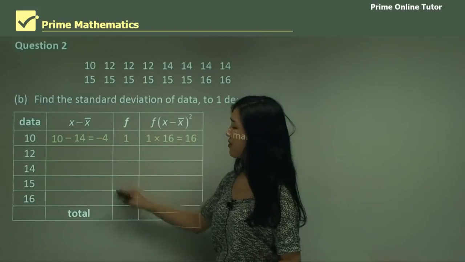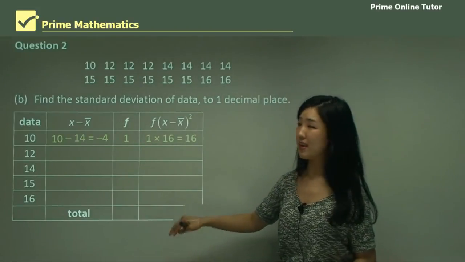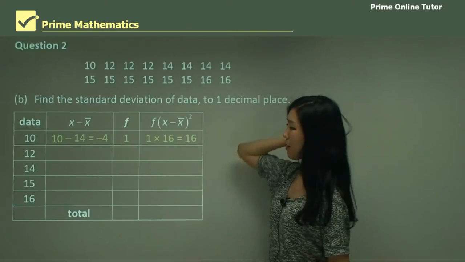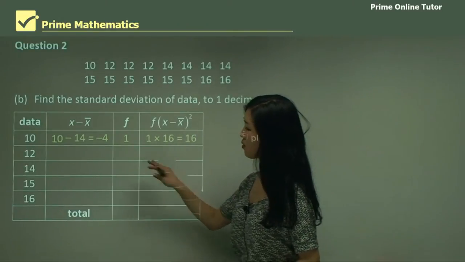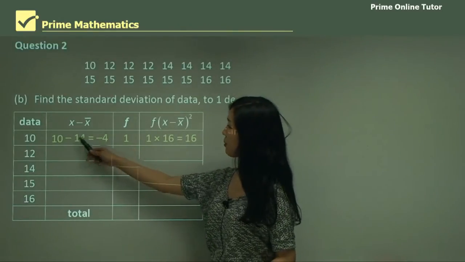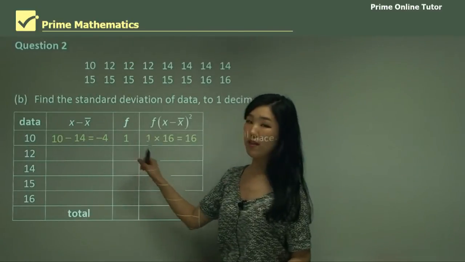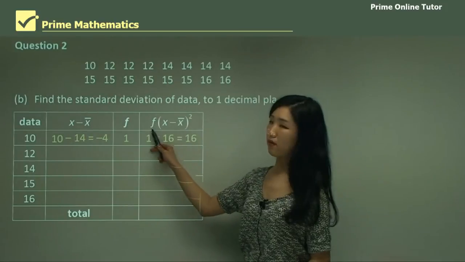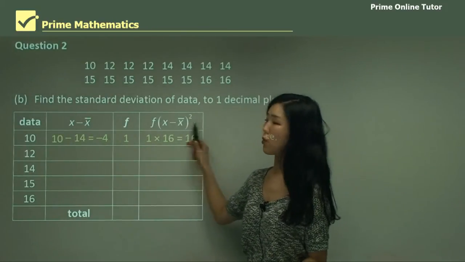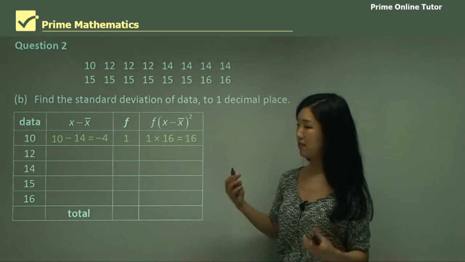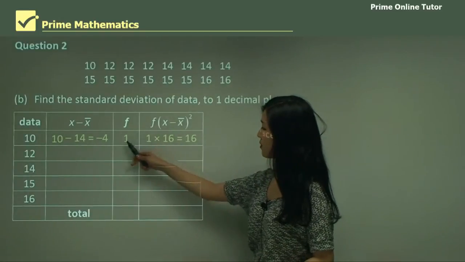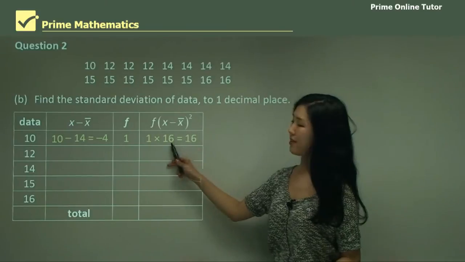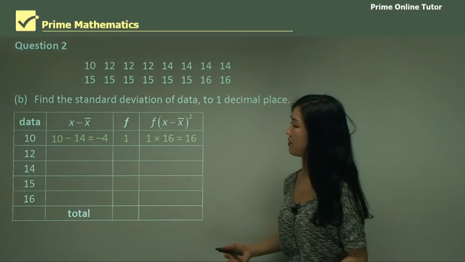Now the frequency, the reason why I'm adding frequency here is because there's more than one same score. So I'm going to try to get the frequency correct so I can reduce some working out. So how many 10s are there? Simply 1, so the frequency is 1. So this time I'm going to multiply the frequency by the value squared, because there's more than one of the same value. So frequency here is 1, and -4 squared is 16, which gives you a total of 16.